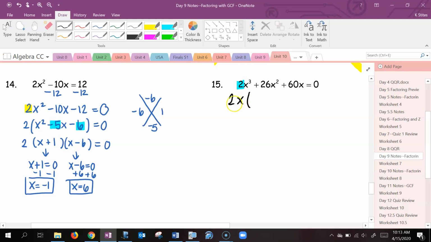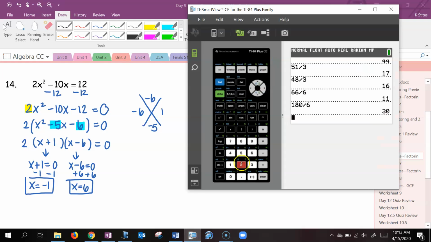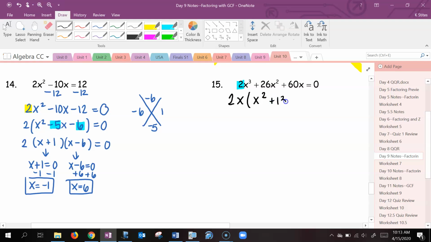So when you do 2x times something is 2x cubed, there's your x squared. Okay, 26 divided by 2 is 13. So this will be plus 13x, right? Because 2 times 13 is 26, and x times x is x squared. Plus 2 times what is 60? Just 30. And you already have 2x times 30 is 60x. Okay, so bring down your 2x. Now we're going to do our box problem.